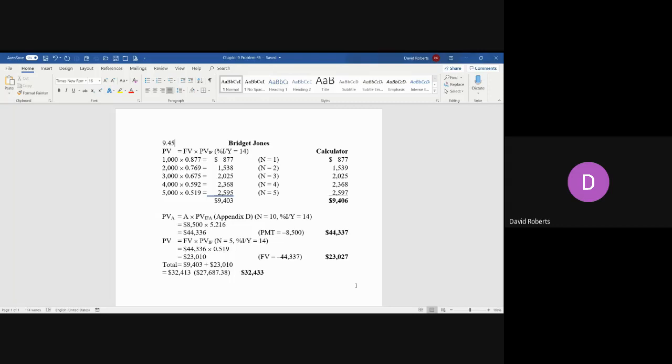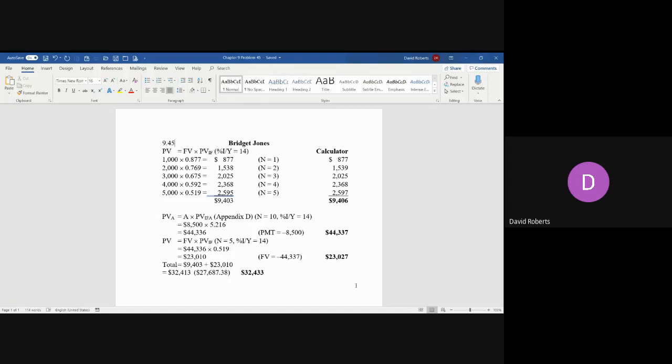So hopefully I've taken a complex problem and made it simpler. To summarize, you take the individual amounts, the 1, 2, 3, 4, and 5,000. You have to bring them back separately or individually from years 1 through 5, and you bring them back to today, time 0, from year 1 to 0, 2 to 0, etc. Then you have 10 years worth of payments of 8,500. That is an annuity. So you have PMT. You calculate the present value of that, but recognize that that money is not at time 0. It's at year 5 because it's the beginning of the period.